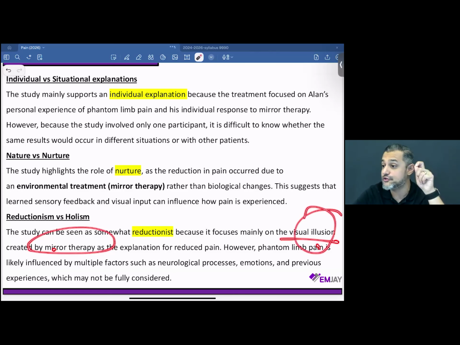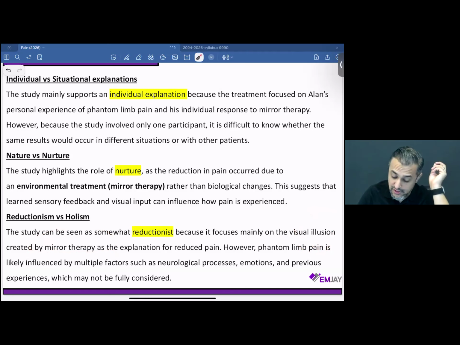Remember, I kept on using the word, you're trying to trick your brain, created by mirror therapy as the explanation for reduced pain. However, phantom limb pain is likely influenced by multiple factors such as neurological processes, emotions, and previous experience, which may not be fully considered.